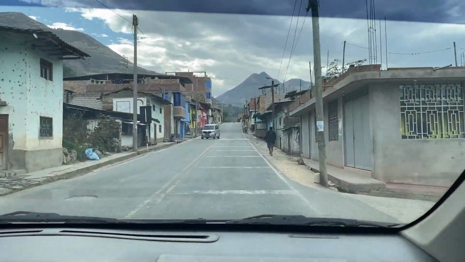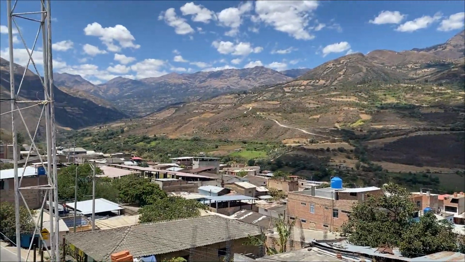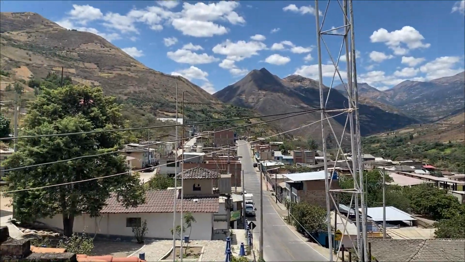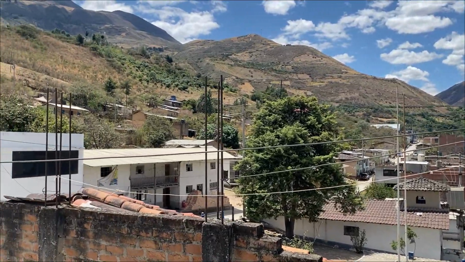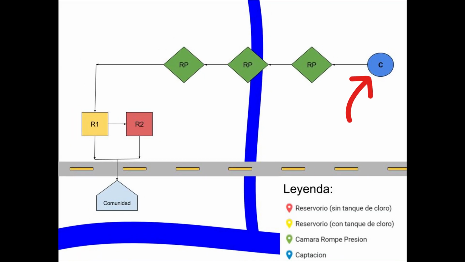But as well as talking to the community during this diagnostic, I also have to inspect the entire water system in the area to determine if there are any risks regarding the contamination of water. The water system of this community consists of a captación that collects water from a natural spring, where then this water is transported through tubes, passing 3 cámaras de rompepresión that regulate velocity and pressure, eventually ending up in 2 interconnected reservoirs that store this water for the community, as well as treat it with chlorine.